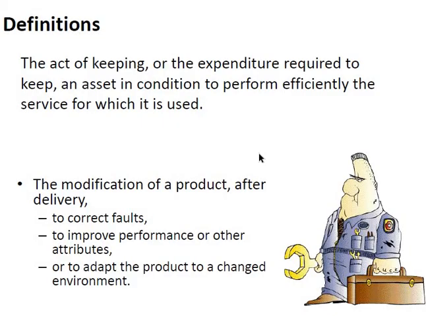Maintenance is the keeping, or expenditure required, to keep an asset in a condition to perform efficiently in the service for which it is used. Once you deliver a product to your client, say you had fixed an amount to develop a particular software, let's say $5,000. Once you develop the software for $5,000, your client will pay you a yearly maintenance amount for maintaining the software.